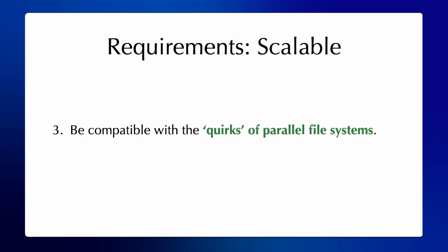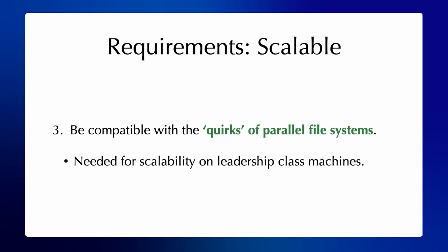Okay, next. This was a bit more of a difficult requirement. It should be compatible with what I'm going to call the quirks of a parallel file system. I'll talk about what these are specifically later, but they are not pleasant. However, this is needed if we want to get scalability on leadership class machines. You need to be able to work with a parallel file system as badly designed as you may believe that they are, and I believe they are horrifically badly designed.